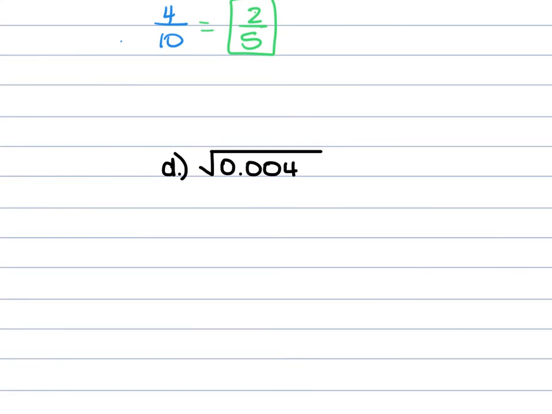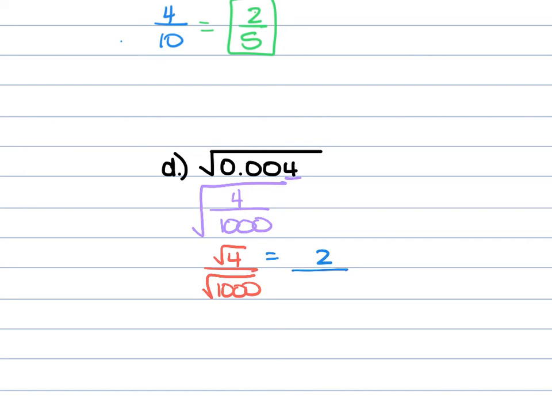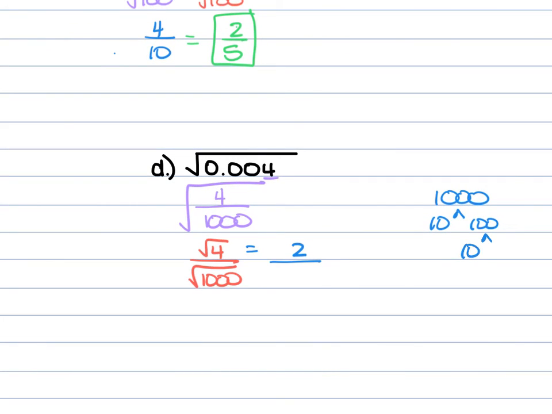For D, we get the square root of 0.004. That 4 is going to go over tenths, hundredths, thousandths. So 1,000. And we're going to take the square root of both of these. The square root of 4 over the square root of 1,000. The square root of 4 is 2. The square root of 1,000, though, for 1,000, we have 10 times 100, and the 100 is 10 times 10. So we have two groups of 10. So we have 10 square root 10.